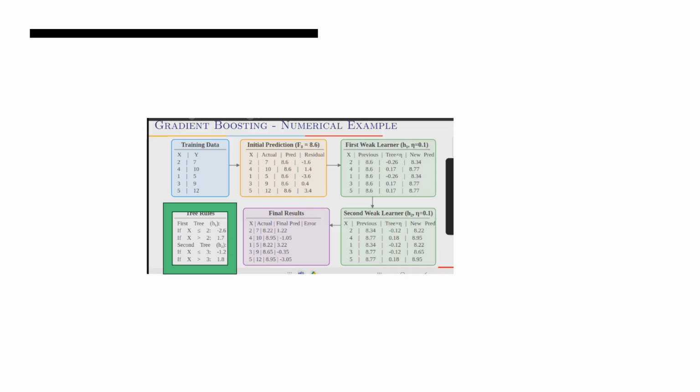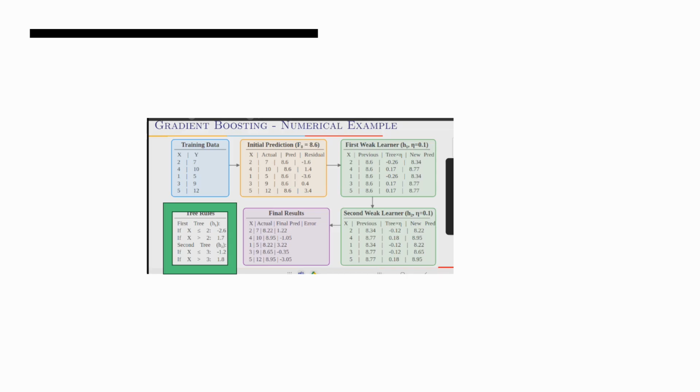Then what happens is you do actual minus prediction, which is your residual, like we spoke about in the earlier slide, y minus y hat, which is 7 minus 8.6 here, which is minus 1.6. Likewise, you do the same for 10 minus 8.6 and 5 minus 8.6 and so on and so forth. You get all those values that you see over here, right?